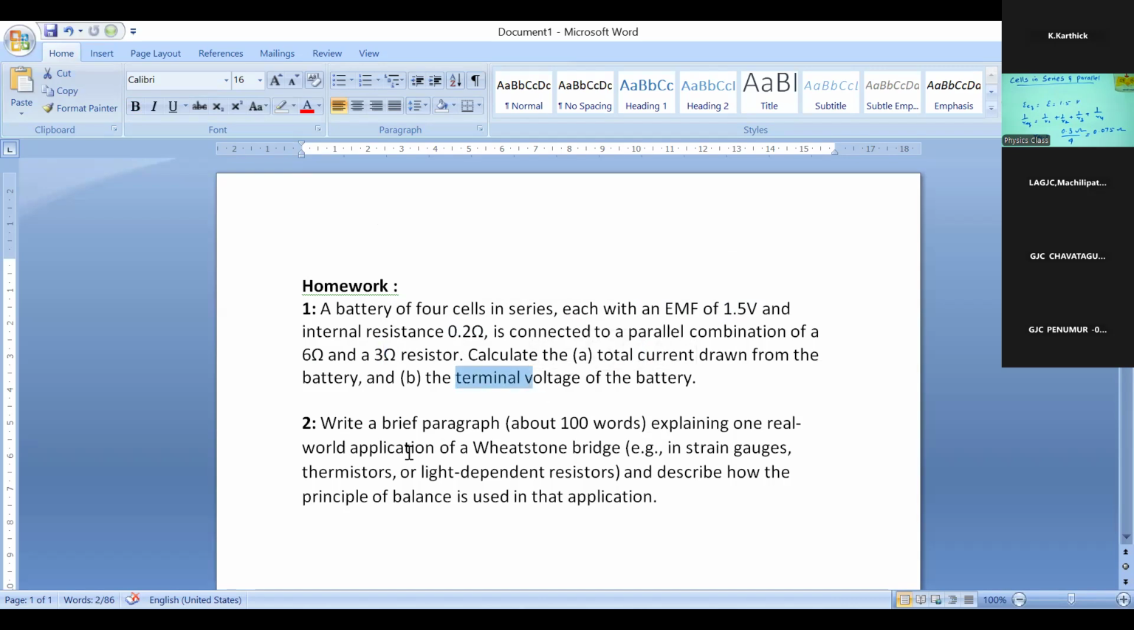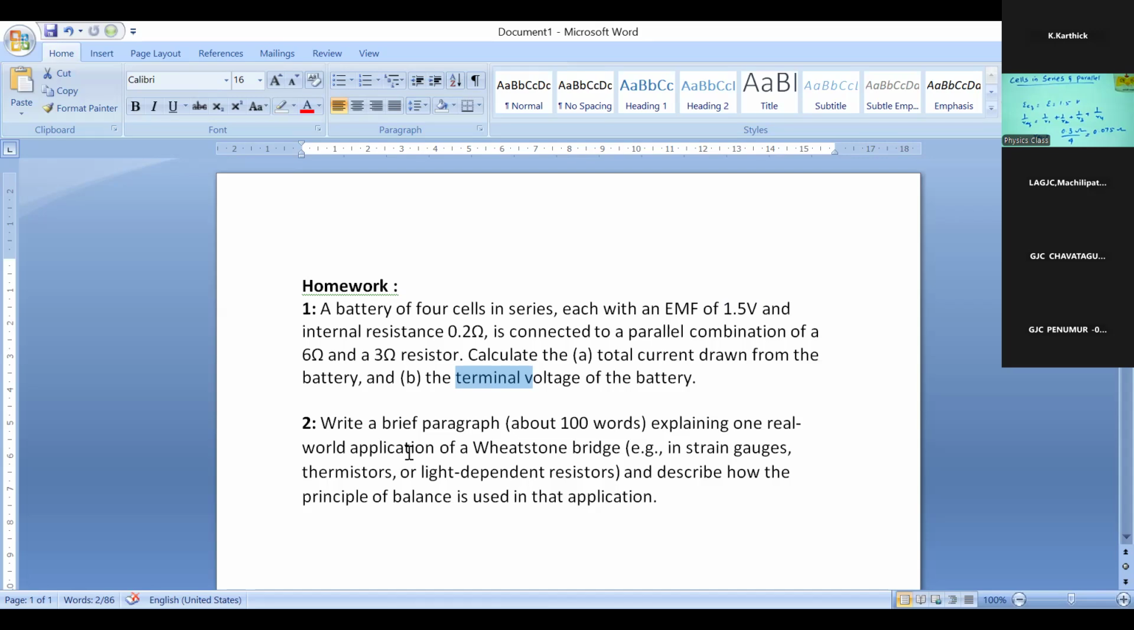So terminal voltage means nothing but the voltage between the terminals, positive and negative terminal. So that's why it is known as the terminal voltage of the battery or terminal voltage of the cell. Because here the battery is nothing but several cells connected to form a battery. So a battery has 3 cells, 4 cells according to the requirement.